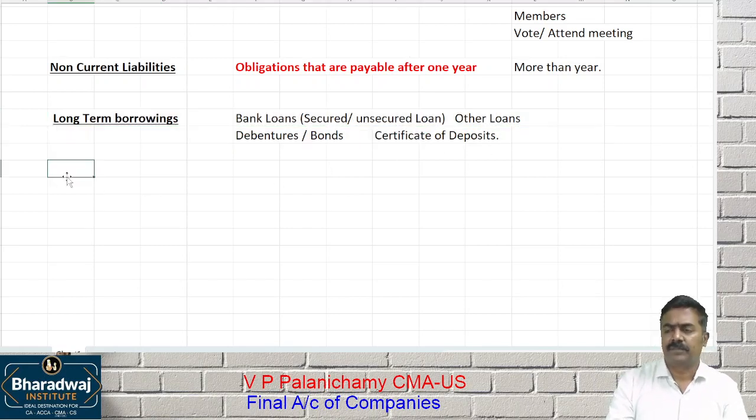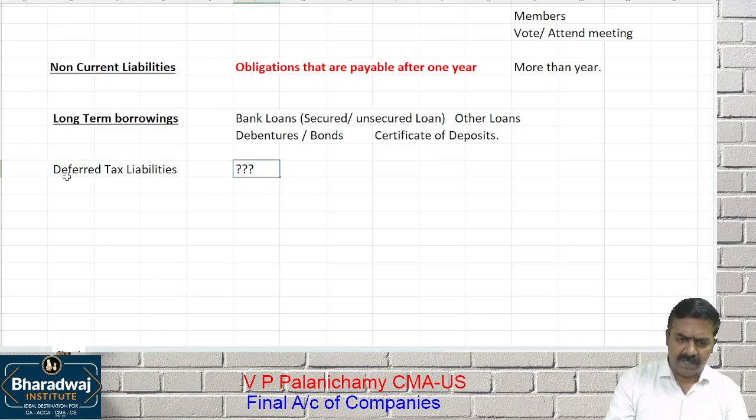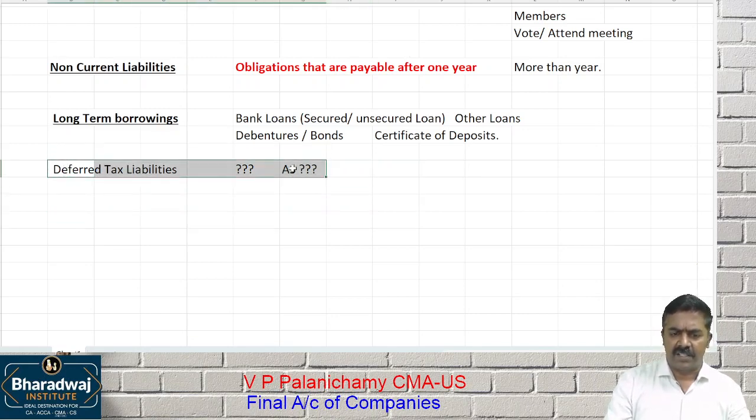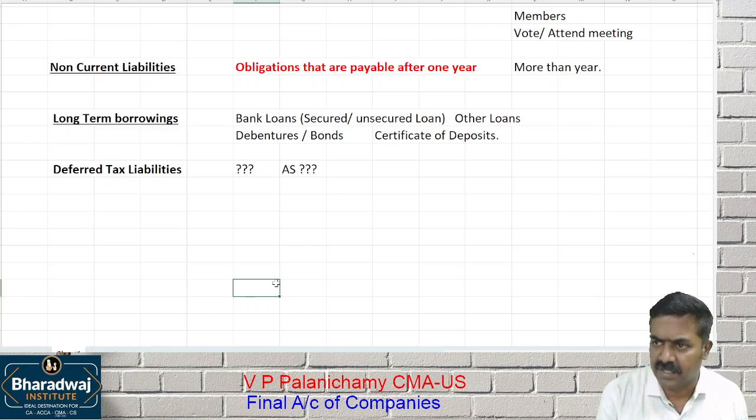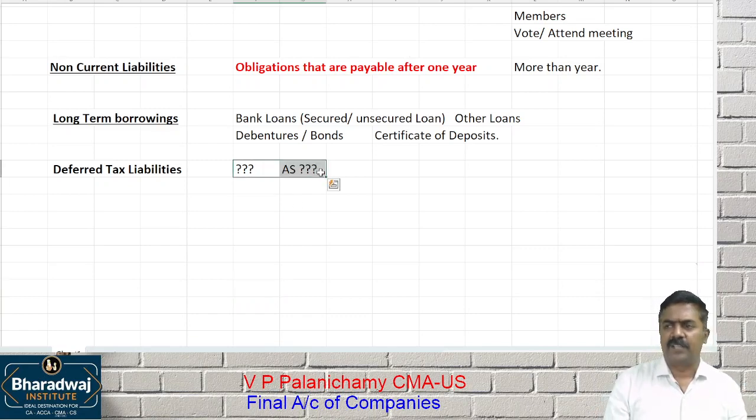What is the next one? Deferred tax liabilities. Let me not explain now. We have a separate accounting standard for it. While learning the accounting standard, we'll understand when to create a deferred tax liability and when to create a deferred tax asset. As of now, deferred tax liability means some tax differences that will be reconciled in future. How to create it, we will learn separately for 3 to 4 hours. Let me not explain now. What is the next one?